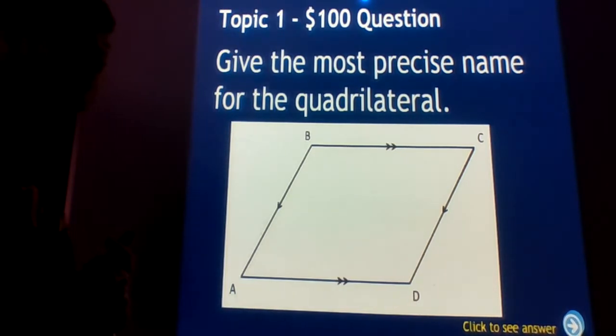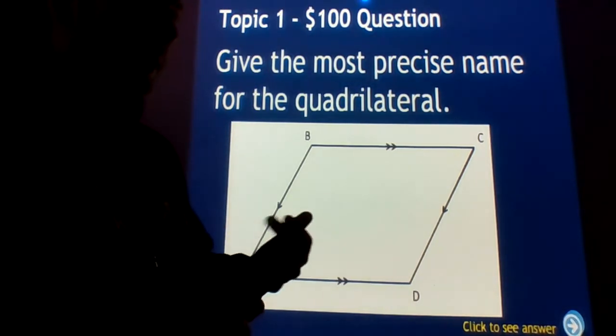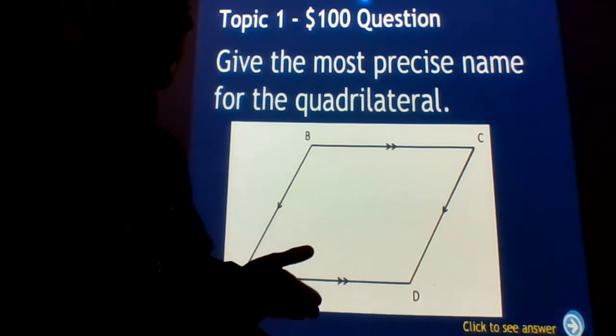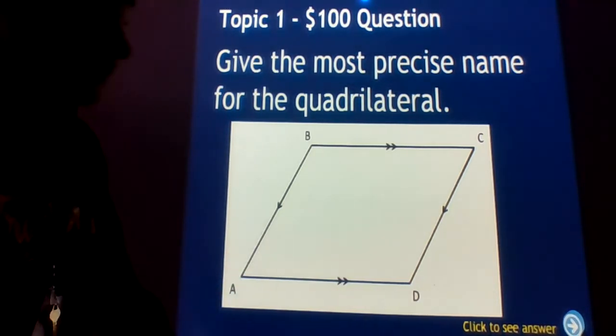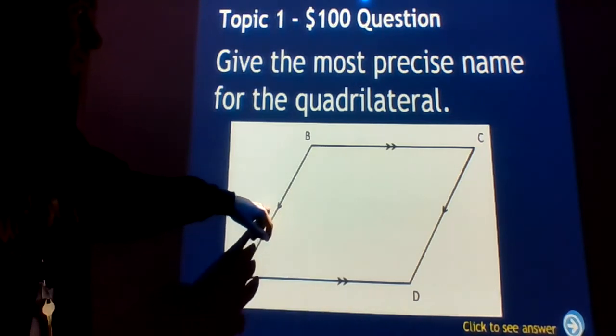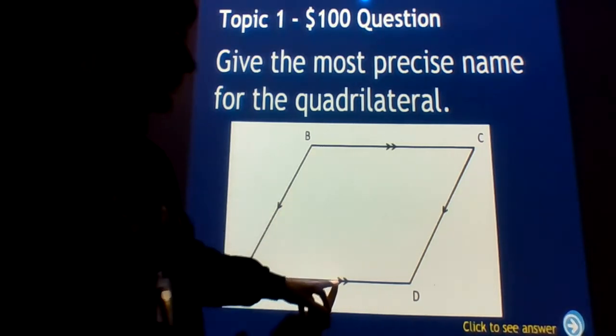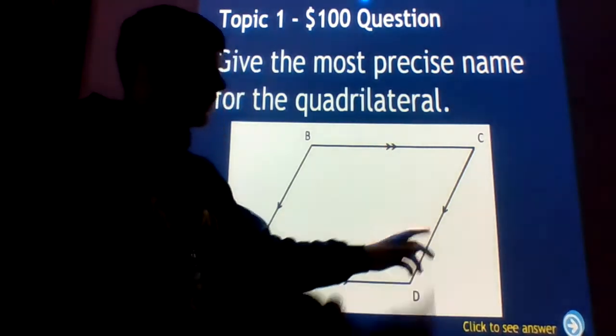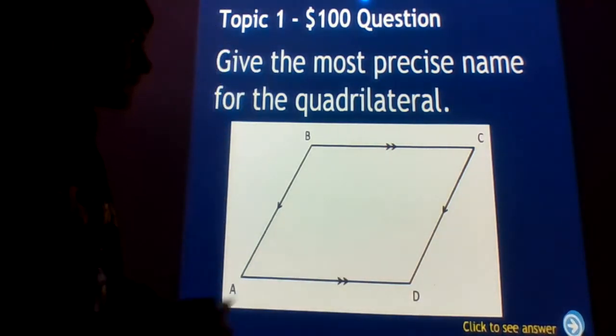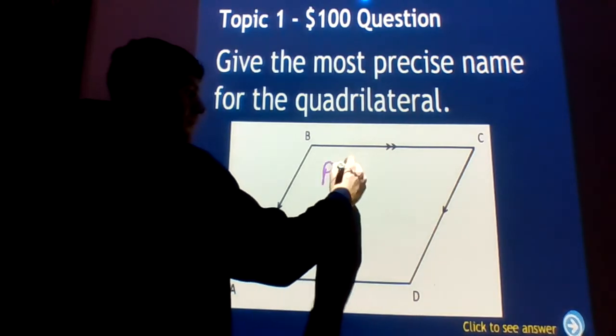We had parallelograms. Then under parallelograms, we had rhombus, rectangles, and squares. We also had trapezoids, isosceles trapezoids, and kites. So here the only information that's given to us about this quadrilateral is you have 2 pair of opposite sides that are parallel.